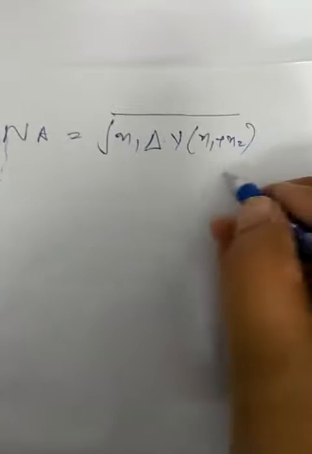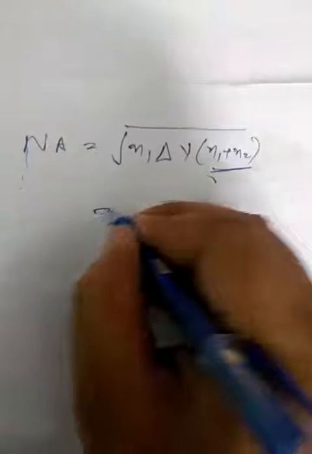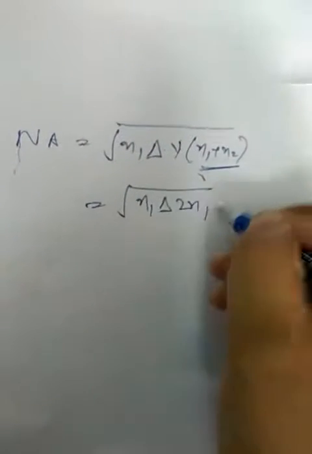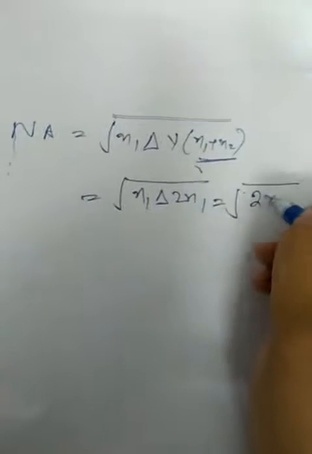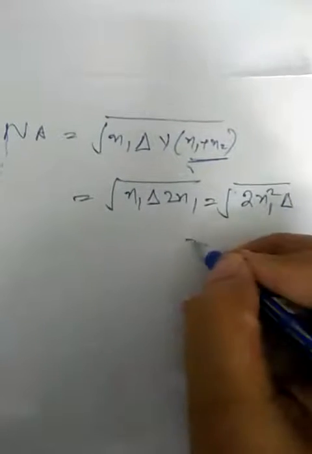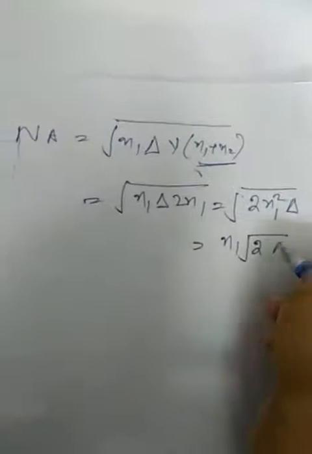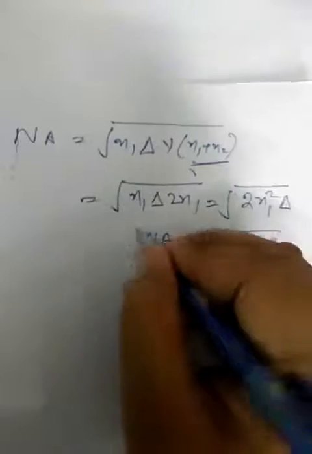Now since n1 and n2 are very close, we can take n1 plus n2 as approximately twice n1. So we can take it as under root of twice n1 square into delta. That means it is equal to n1 under root of twice delta. So numerical aperture can be calculated by this relation also, that is n1 under root of twice delta. That is another relation which we have to calculate.